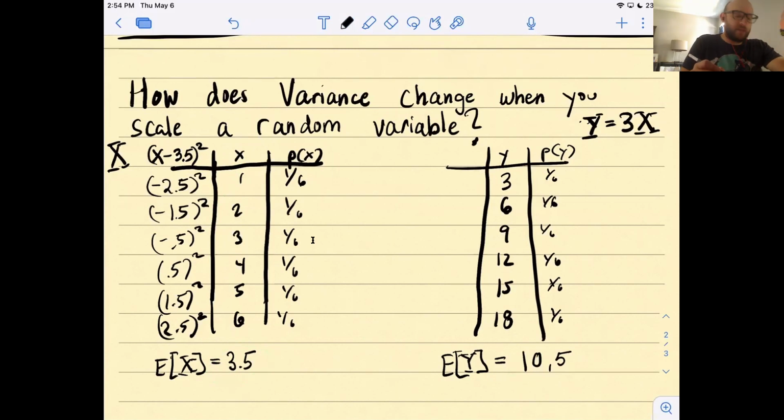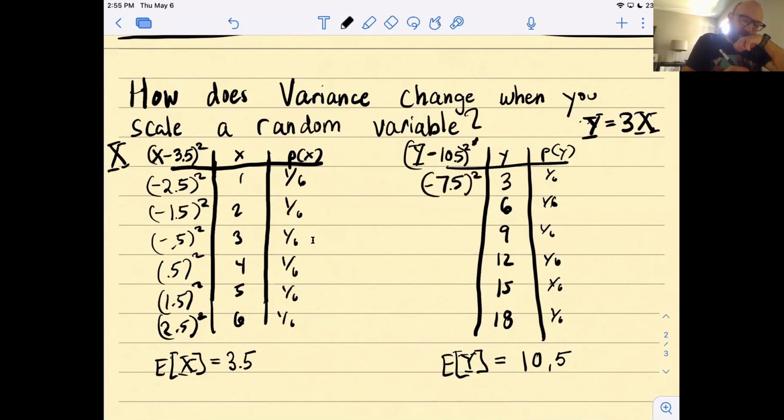And it's not too difficult. But this, what should I do here if I'm going to write y? But now it's no longer minus 3.5. Now it's y minus 10.5 squared. So instead of negative 2.5, when I plug in 3 for y, I'll get negative 7.5 squared.